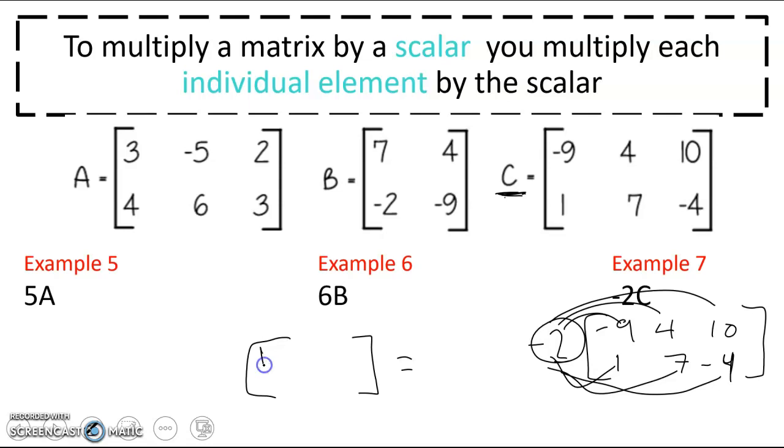Negative 2 times a negative 9 is a positive 18. Again, make sure you're keeping track of your negative numbers there. Negative 2 times 4 is a negative 8. Negative 2 times 10 is a negative 20. Negative 2 times 1, well, that's just negative 2. Negative 2 times this 7 here is going to be a negative 14. And last but not least, negative 2 times that negative 4 is just a positive 8. All right? So remaining a 2 by 3 matrix, okay?